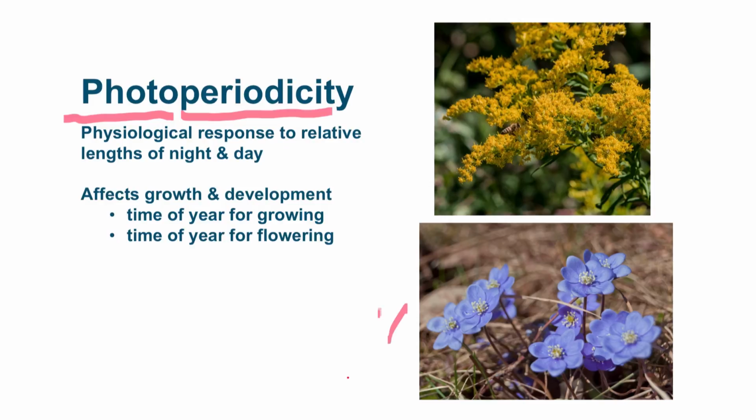So one example is these liverwort flowers, which bloom very early in the spring. And compare that to goldenrod flowers, which bloom very late in the autumn, or early in the autumn at the very end of summer. So check your reading materials to see if you need more information about specific tropisms and photoperiodicity.